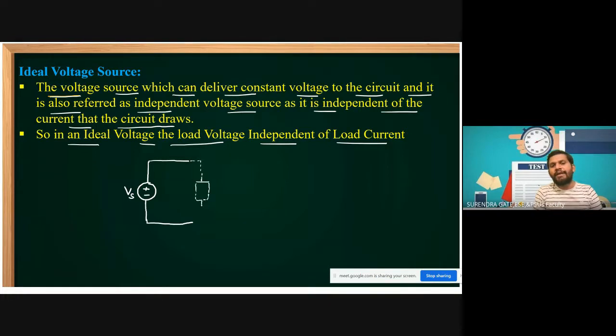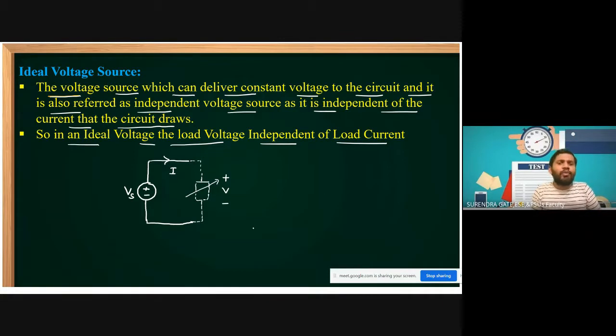The load is connected. Let it be a variable load. Any resistive element can be connected, that is no problem. Let some load be connected across the terminals of the source. Let us assume that it is variable. Let the current through this circuit be I. The voltage across the load is V.